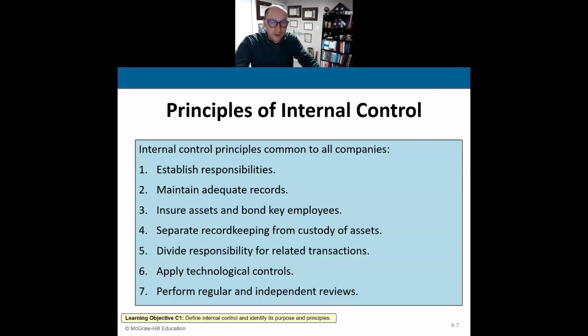Also related to that is the division of the responsibility for related transactions. The same person counting the cash should not be the same person that received it. Another thing is that the person who's ordering the inventory should not be the same person receiving the inventory. Quick story about that. My days in the hotel business. Okay?